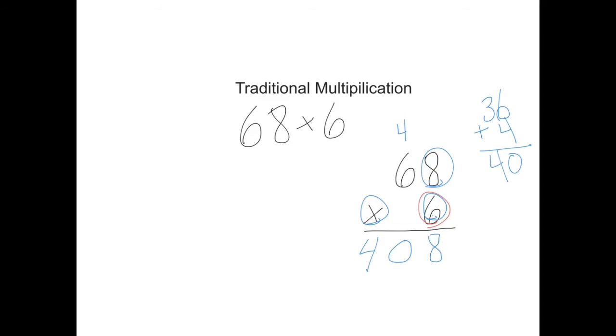So let's try another one that you will solve completely on your own, and then I will show you the work afterwards. For this one, I want you to solve 7 times 78. Pause the video and play when you're ready to see your answer.